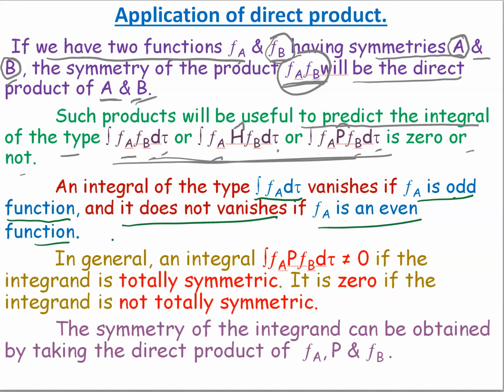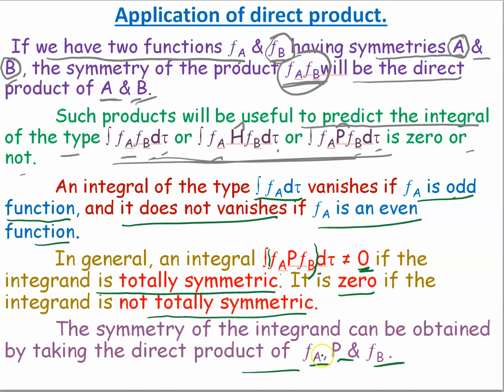In general, understand, the integral fa P fb d tau is not equal to 0 if the integrand is totally symmetric. That is, the integrand is this thing, fa P fb. If this is totally symmetric, then the integral will not be 0, that is, it will not vanish. It is 0 if the integrand is not totally symmetric. Okay. How can we obtain the symmetry of the integrand? By direct product of fa, P and fb.